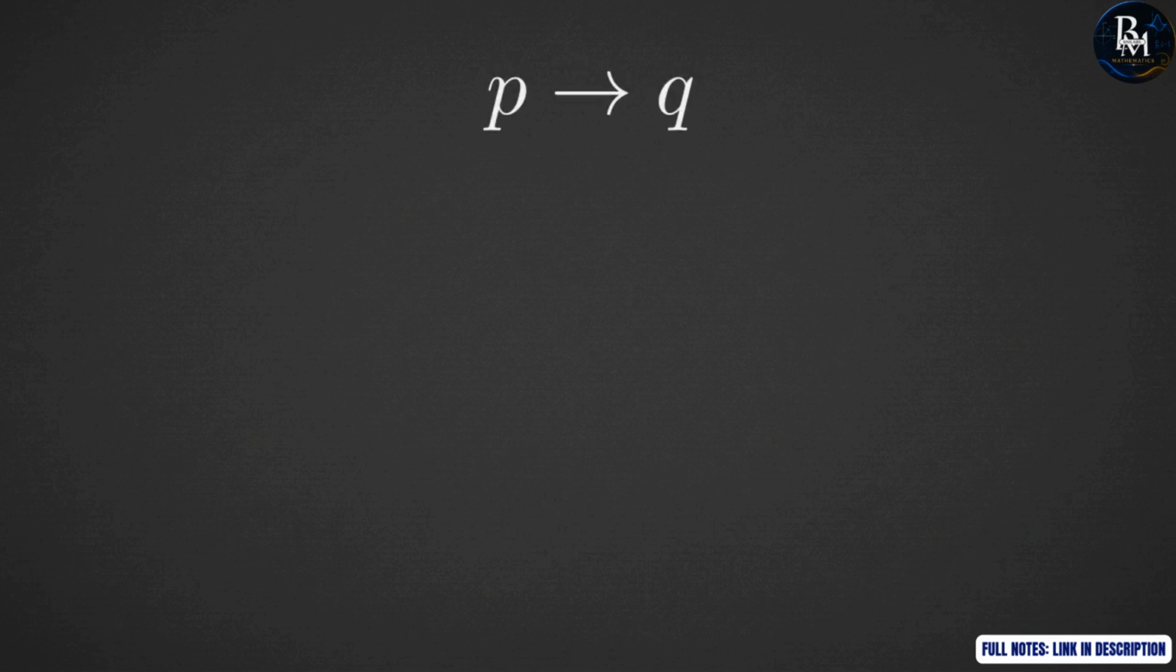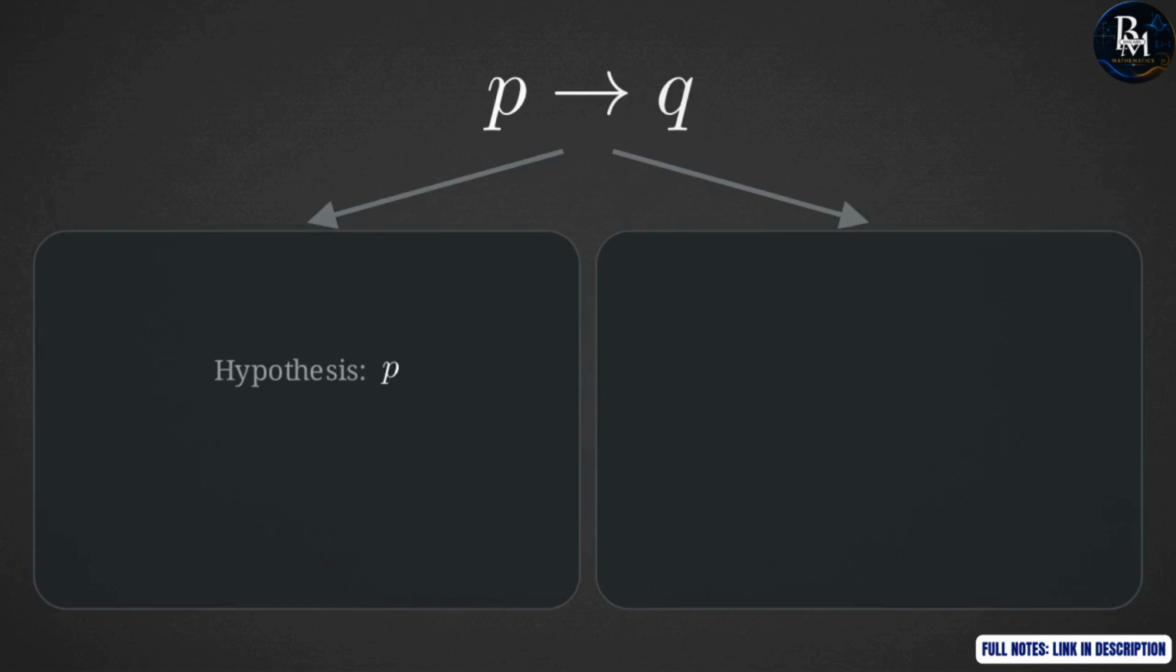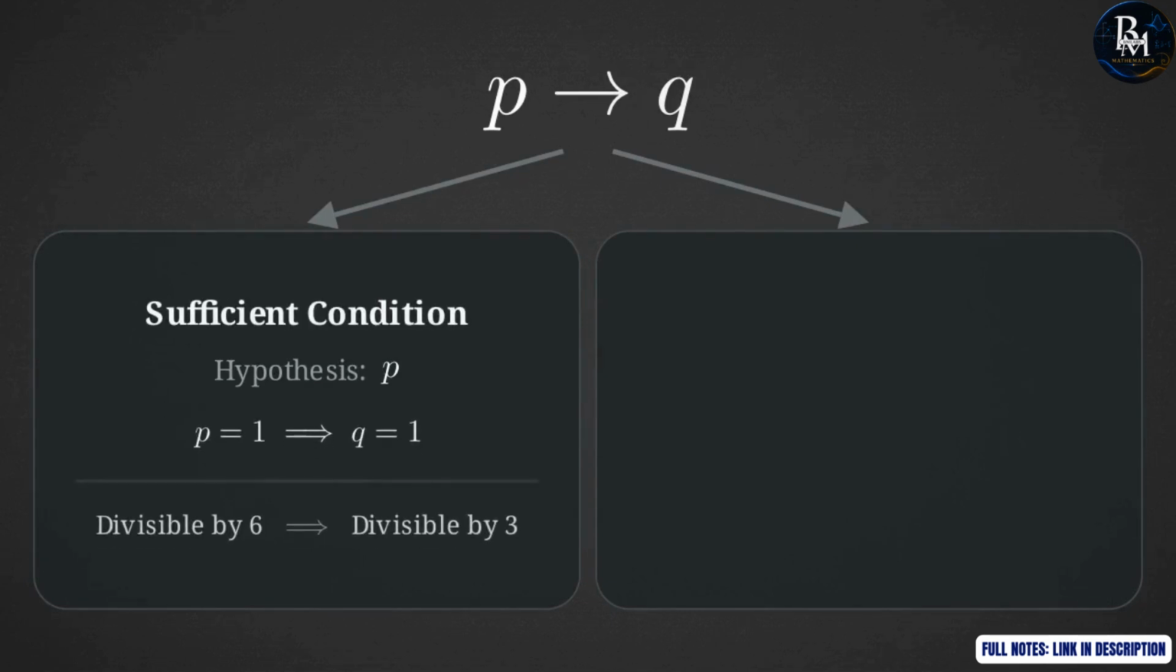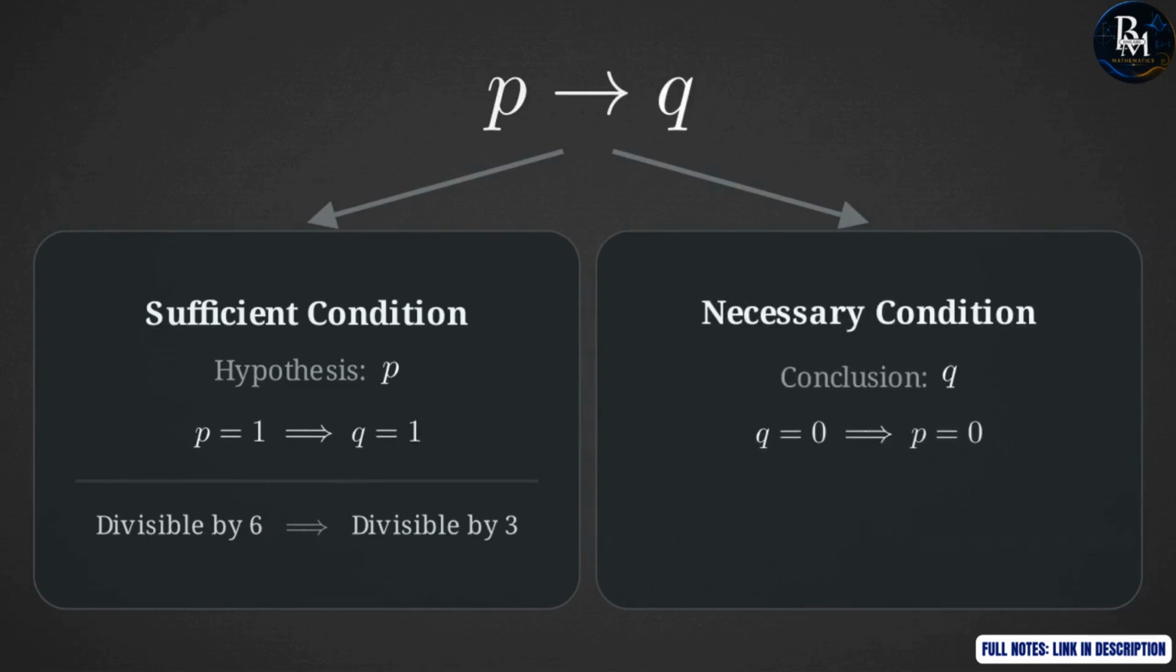Let's look at the implication arrow. A single arrow carries 2 separate readings. Focus on the hypothesis. P is the sufficient condition. Knowing P is true guarantees Q. Focus on the conclusion. Q is the necessary condition. Without Q, P simply cannot hold.